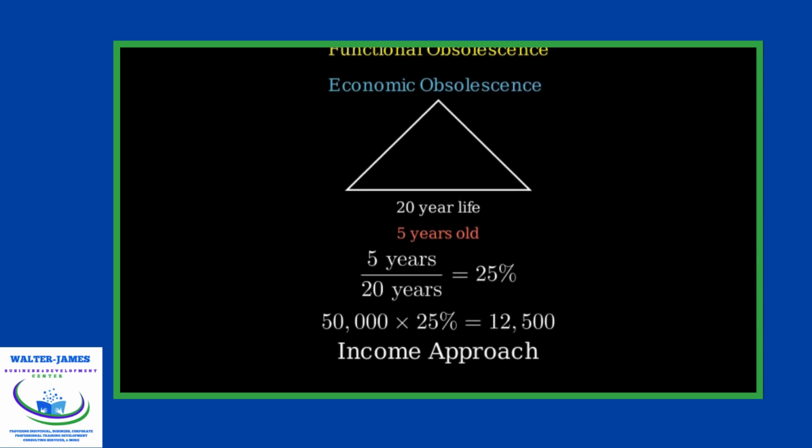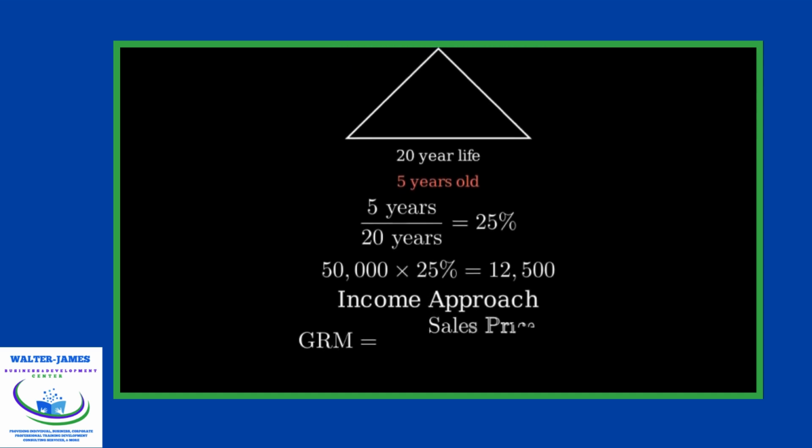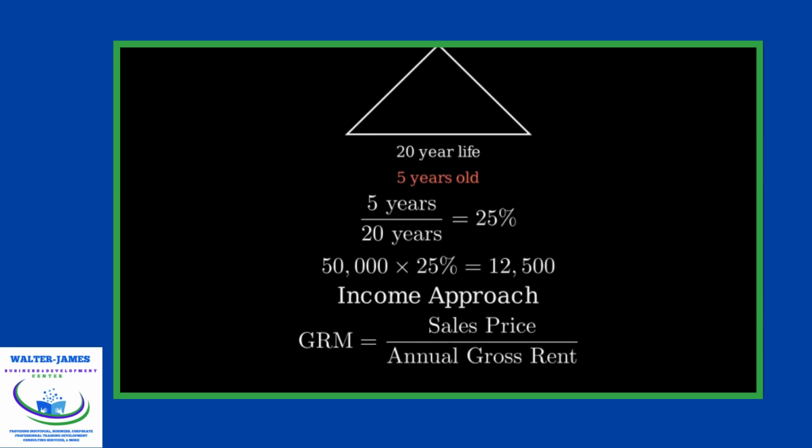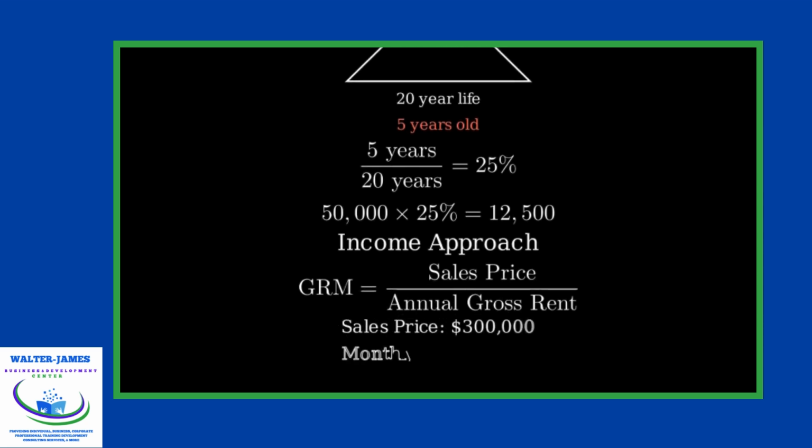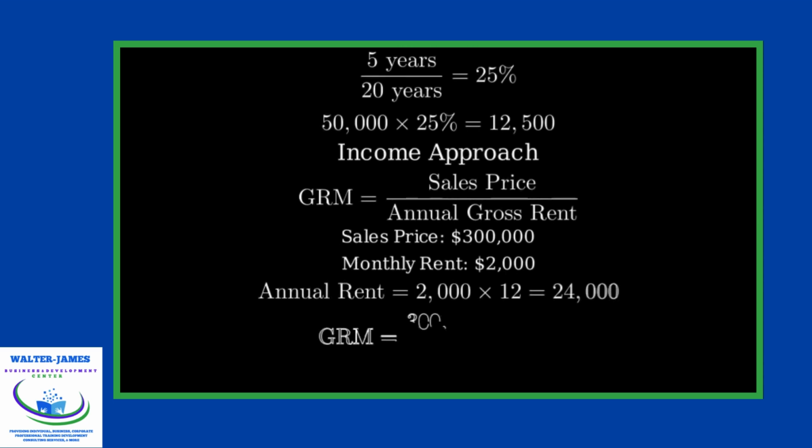Finally, let's examine the income approach. One common method is the gross rent multiplier, or GRM. This is calculated by dividing the sales price by the annual gross rent. Let's work through an example. A property sells for $300,000 and rents for $2,000 per month. The annual rent is $24,000, so the GRM would be 12.5.